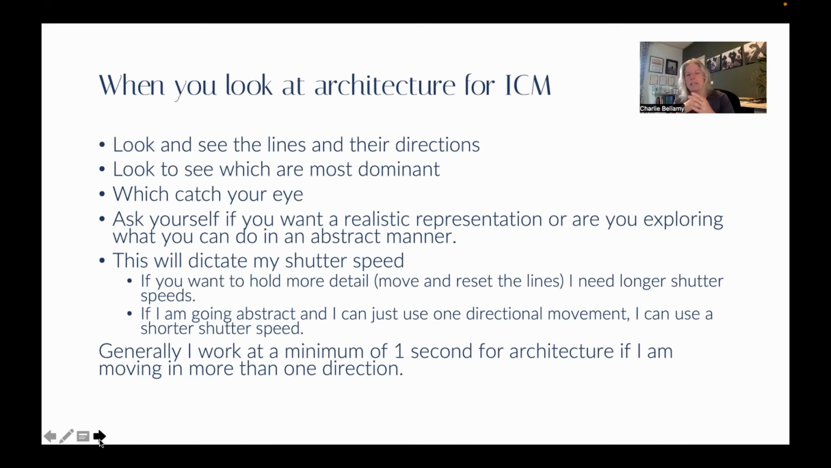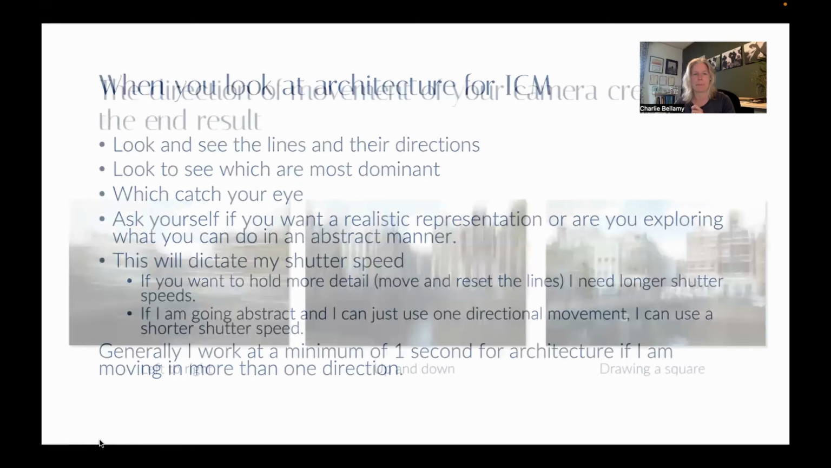And this is going to dictate the shutter speed. Okay. If I want to hold more detail, so I move and reset the lines, I need a longer shutter speed. If I'm going abstract, I can just go one direction and I don't need such a long shutter speed. Generally, I do tend to work at a minimum of 1 second for architecture because normally I am moving in more than one direction. If you're working at a quarter of a second, it is impossible to change direction in a quarter of a second with your camera. You can only go in a straight line in one direction or shape.